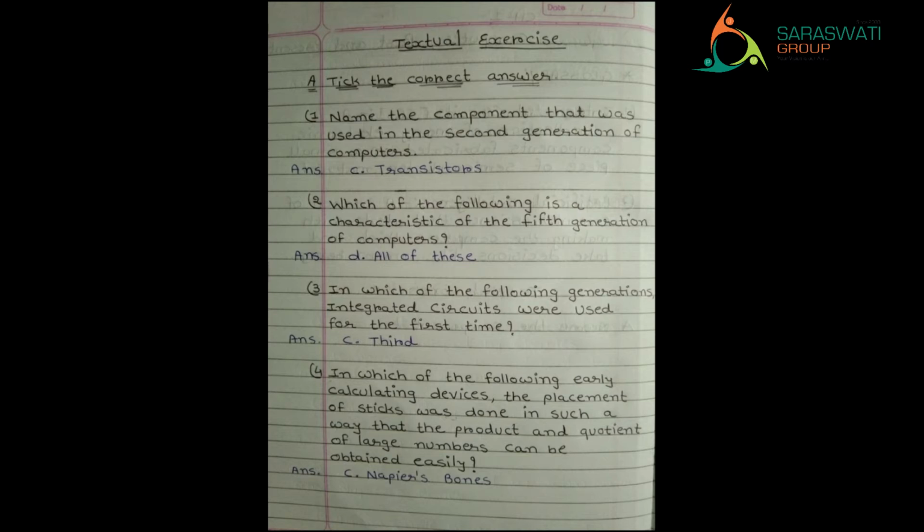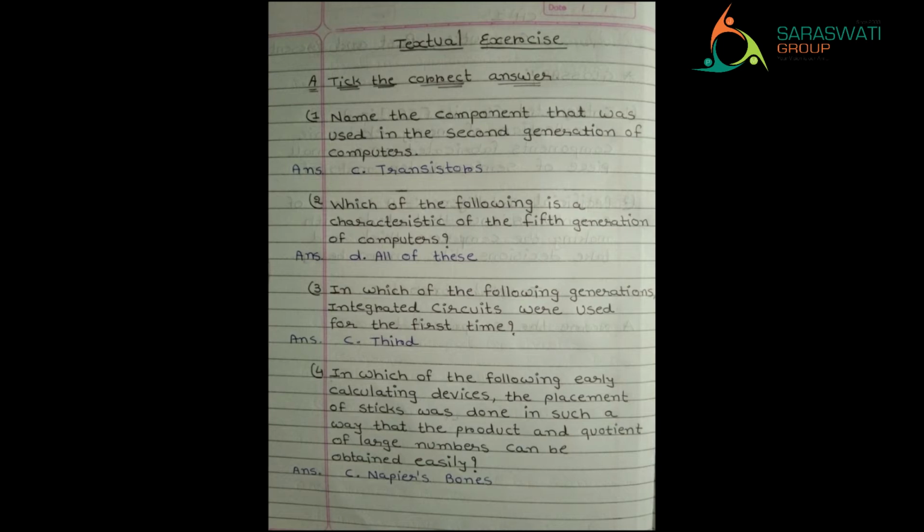Now, second question. Which of the following is a characteristic of the fifth generation of computers? Now kids, whatever options are given in your textbook, all of them are correct for the fifth generation of computers. You can keep your textbook open while this is explained. Option A: they have the power of human intelligence and reasoning. That means they think like humans. Then option B: they are able to understand natural language. That means spoken words. Whatever language we are speaking, they are able to understand.